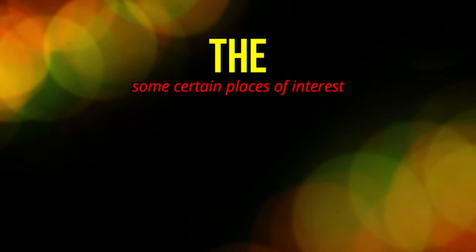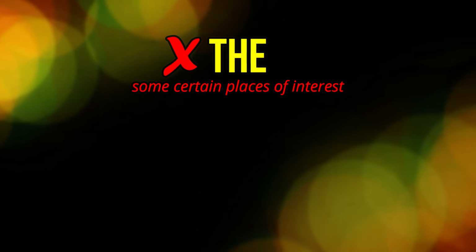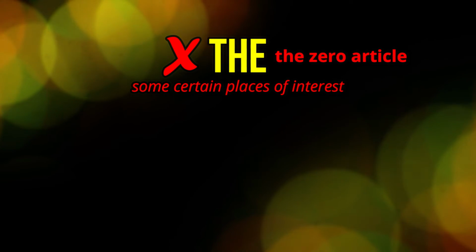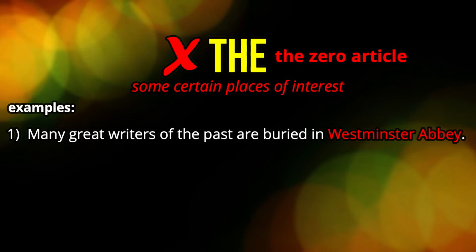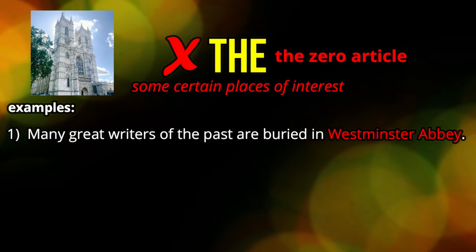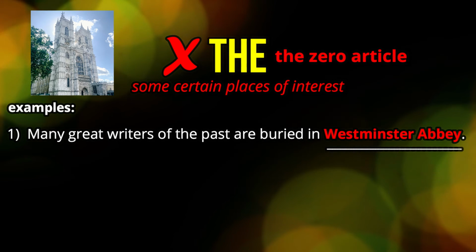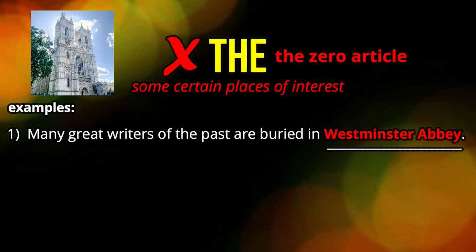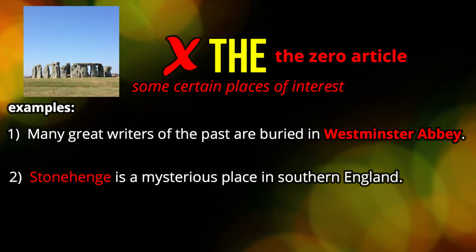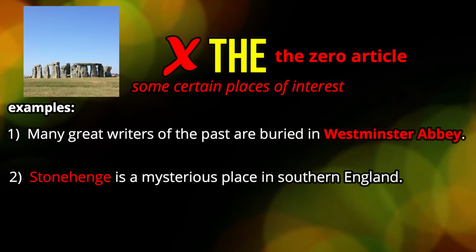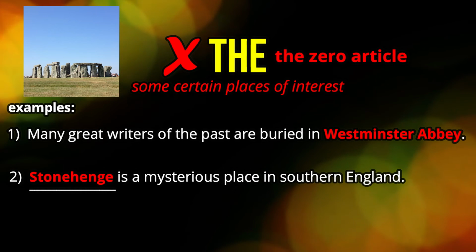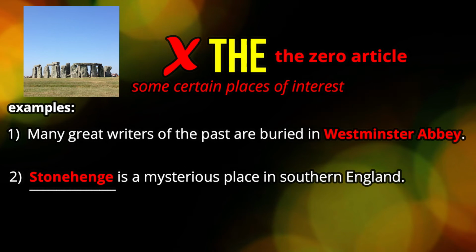And here are a few places of interest with no articles. They use that zero article I was talking about. Alright, so in example number 1, many great writers of the past are buried in Westminster Abbey. Westminster Abbey, there's no article there. Alright? And the same with number 2, Stonehenge is a mysterious place in southern England. Another place of interest, Stonehenge, and there's no article, right? The zero article is used there. All right?